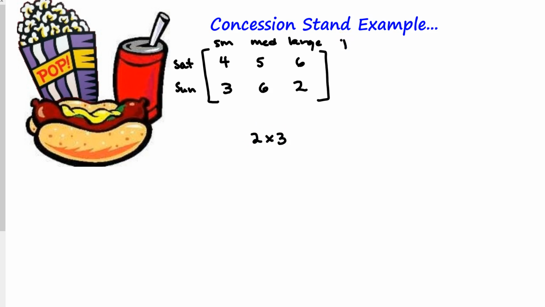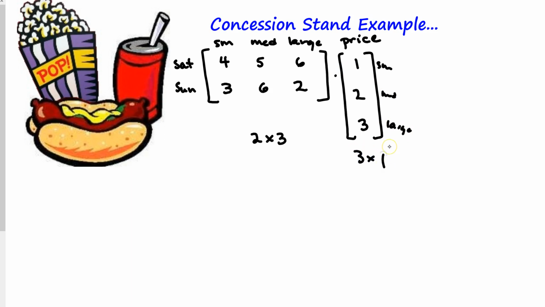Now I'm going to make another matrix which represents the price for small, medium, and large popcorn. And I'm going to do it like this. We have $1 for small, $2 for medium, and $3 for large. Okay. Now, that is a 3 by 1 matrix, 3 rows, 1 column. Suppose I'm interested in finding out how much money they made for popcorn on Saturday and how much money they made for popcorn on Sunday.